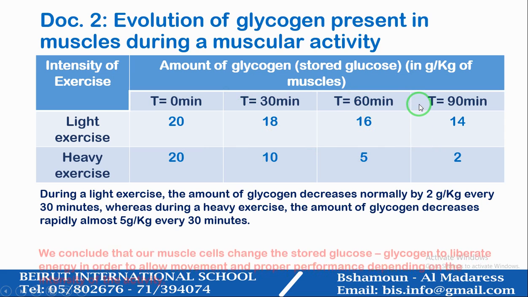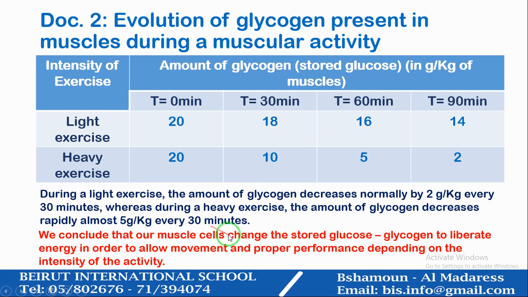equal 90. So we conclude that our muscle cells change the stored glucose, which is called glycogen, to liberate energy in order to allow movement and proper performance, depending on the intensity of the activity. The heavier the exercise, the more glycogen our cells are going to use.